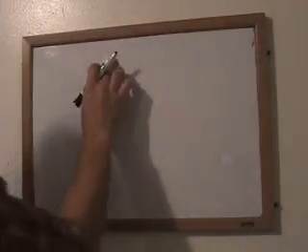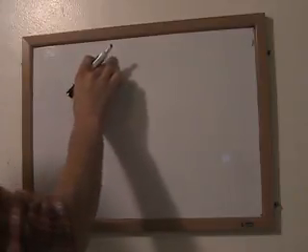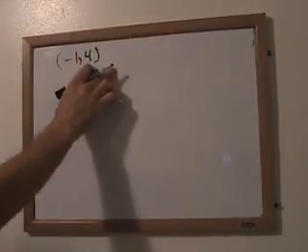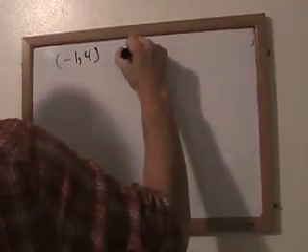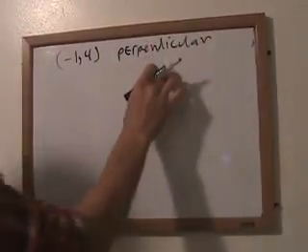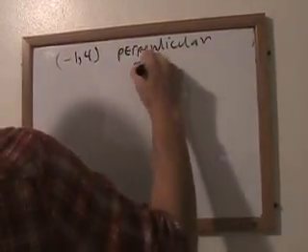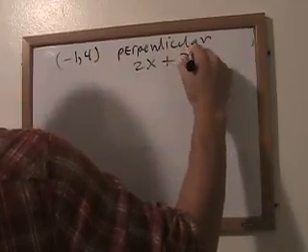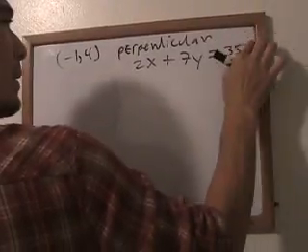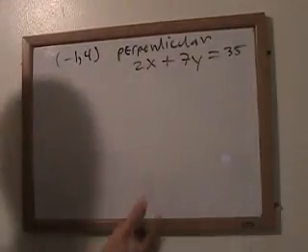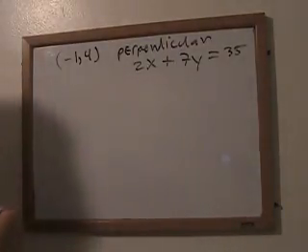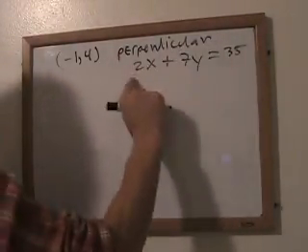Okay, there's one that says that you have to find an equation of a line through the point -1, 4 that is perpendicular. We've seen this before. That's perpendicular to some random line. This is 2x plus 7y equals 35. Okay, so this line, it's not our line, but we need this line because the line that we have to come up with is perpendicular to this.